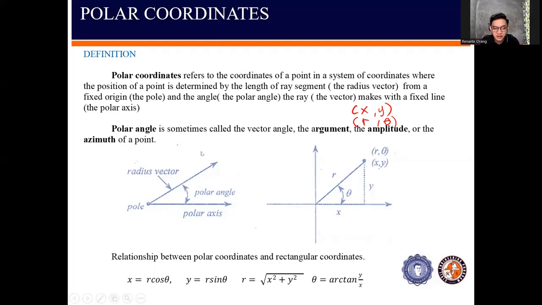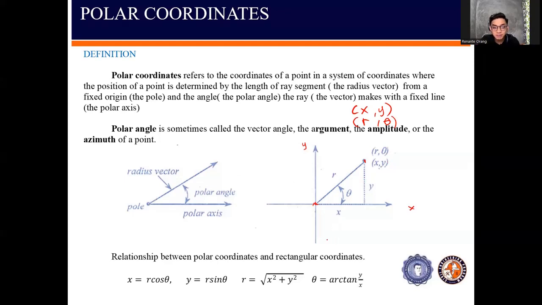So here, for example, we have a drawing. We have a pole, which is our reference point. This is our polar axis, this is our polar angle, and this is our radius vector, or how long it is. So for example, here we have our x and y axis. This is our r, or the radius or length of our ray. This is our theta, which is the angle of our ray. Therefore, our coordinates here are r and theta.